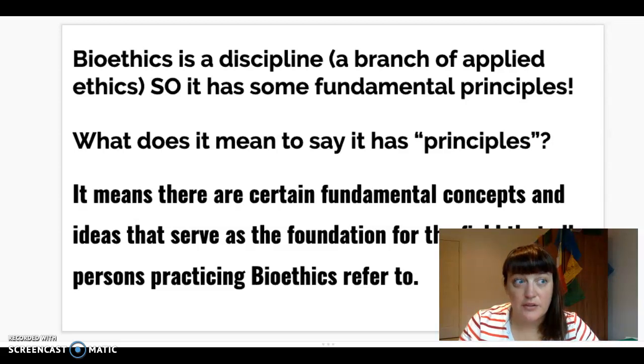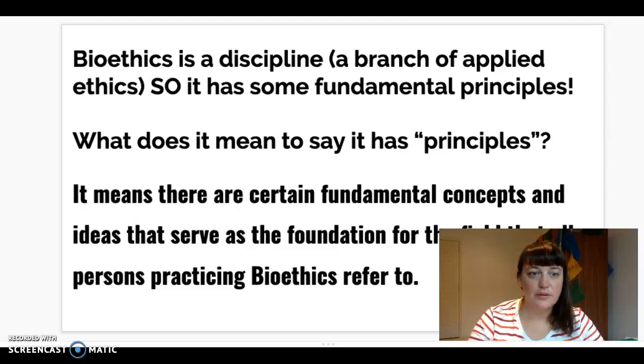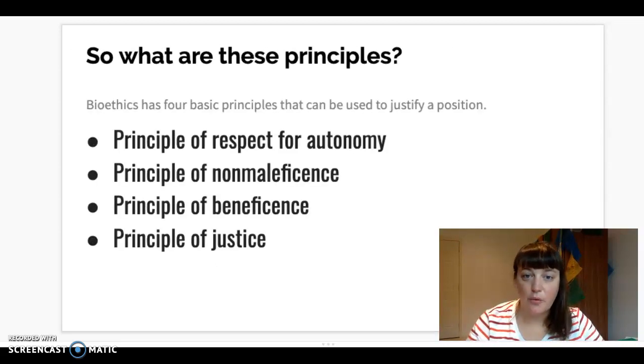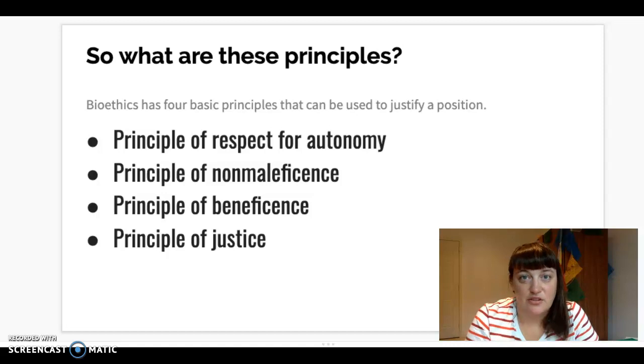But I'm going to restate that. Whenever we're making an argument, we need to refer to the bioethical principles. That's what makes it an argument coming from a bioethics stance, from our discipline-specific stance. So what are these principles? There are four: respect for autonomy, non-maleficence, which is a long, big word, beneficence, and justice.